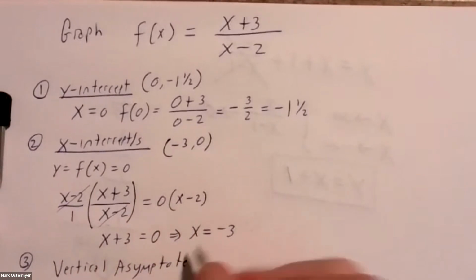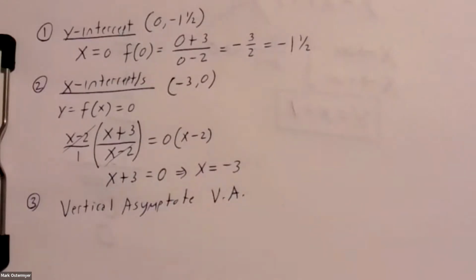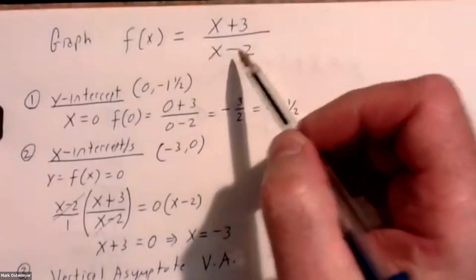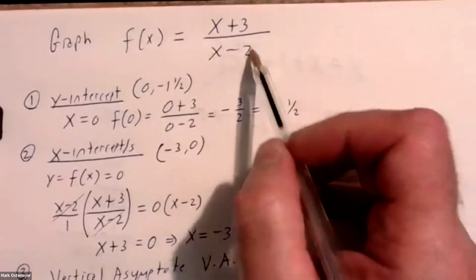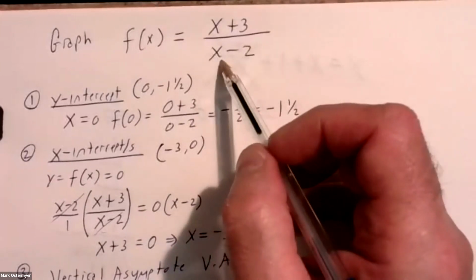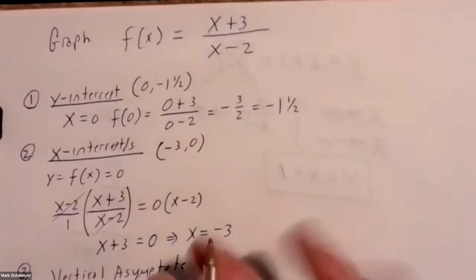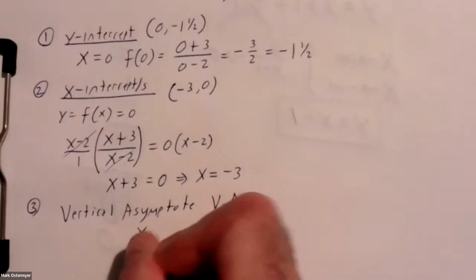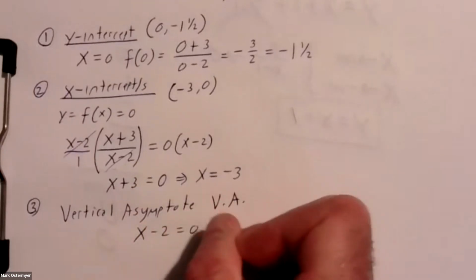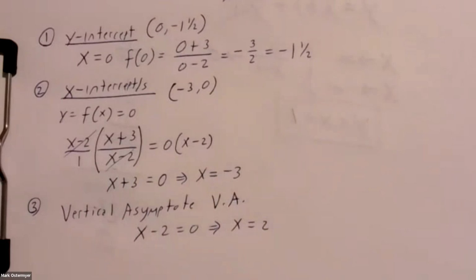To find vertical asymptotes, I'm going to abbreviate as VA. I would literally set my denominator of my rational function equal to 0. Notice I don't have a hole at x equals 2 because this factor does not cancel out with one in the numerator. I will have a vertical asymptote, and its equation is x equals 2. That is my vertical asymptote.